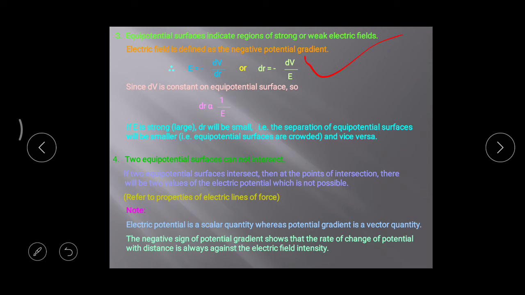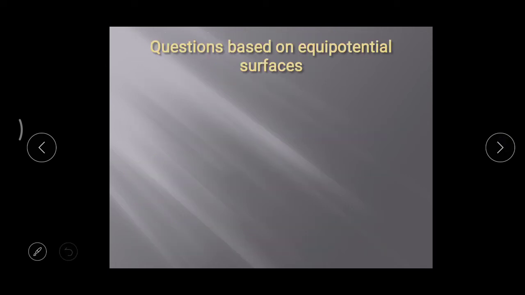The last property is that two equipotential surfaces never intersect each other. This is because equipotential surfaces have different potentials at their points. So if they intersect each other at a point, then there are two values of potential at that point, which is not possible. And this property is related to electric field lines, where we also take that two lines never intersect each other. So the same property holds here for equipotential surfaces.